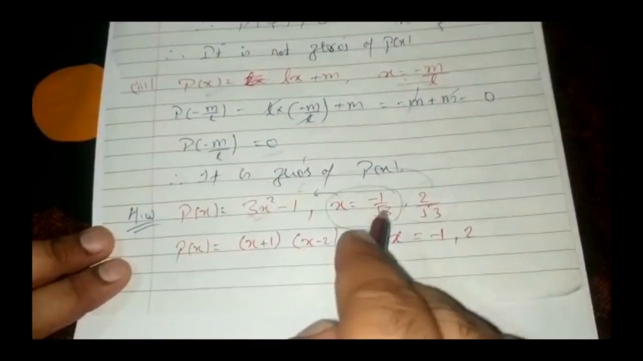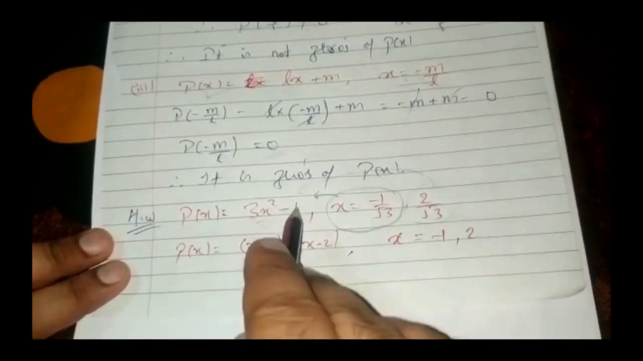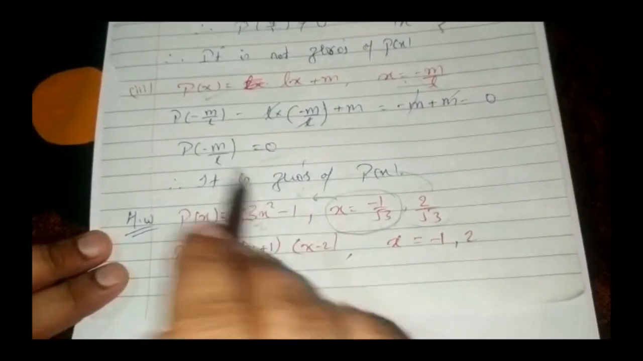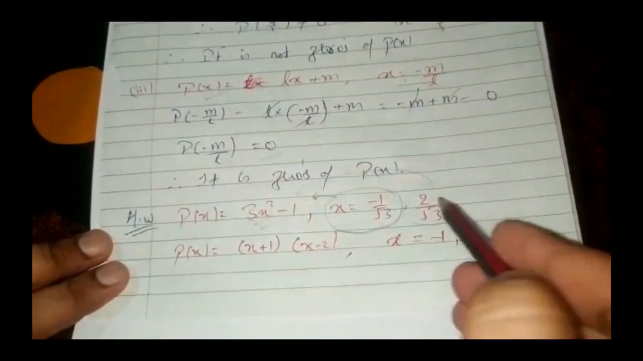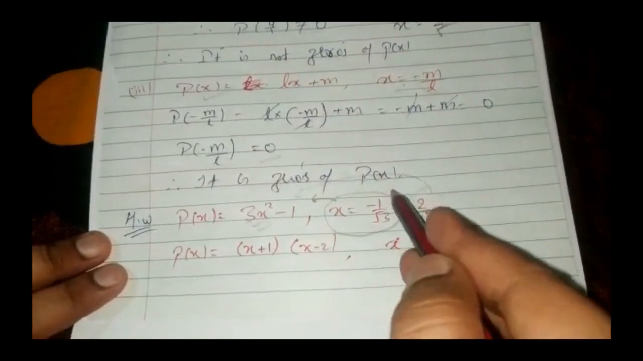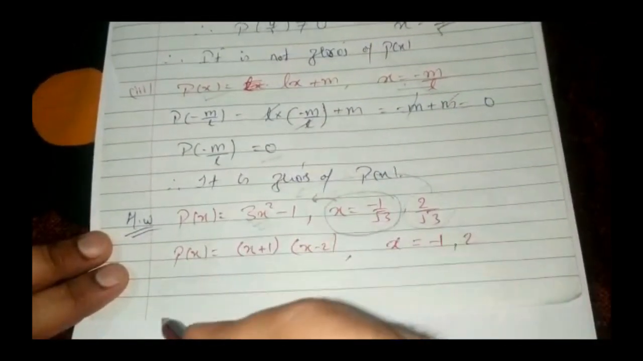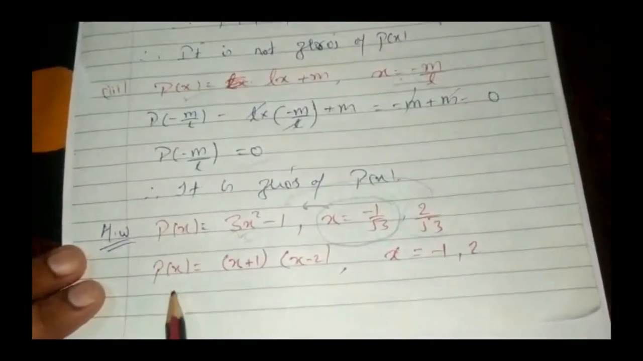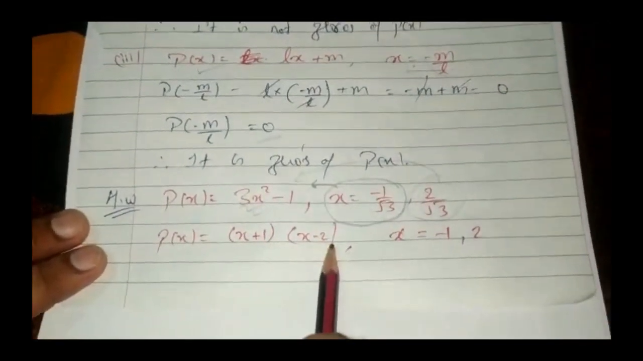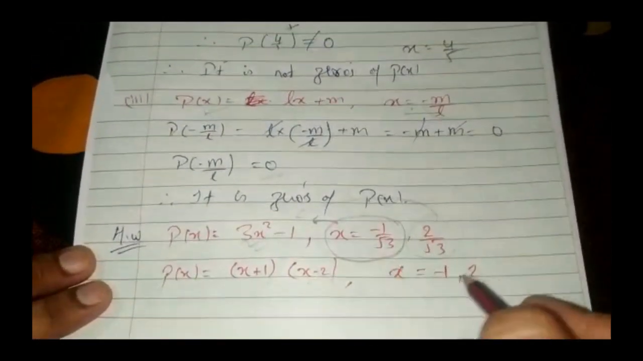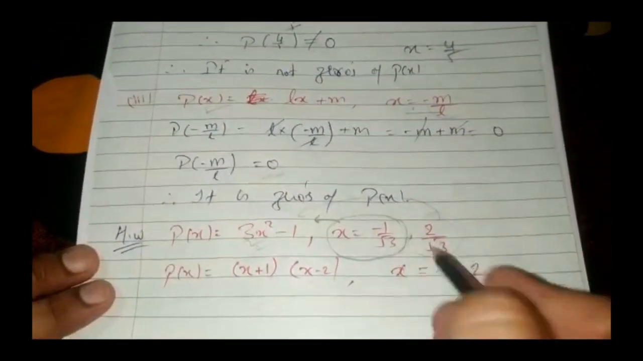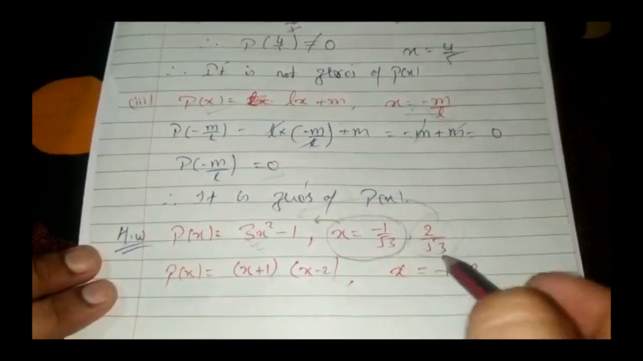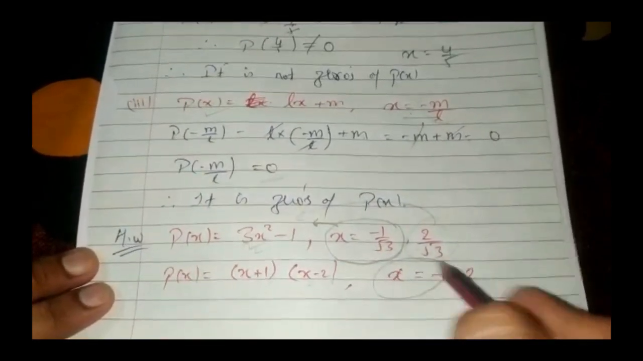Then we can say that x = -1/√3 is a zero of the polynomial, and 2/√3 is a zero of the polynomial if it comes 0. If it does not come 0, then we can say that it is not a zero of the polynomial. So do it on your own at home. Similarly, you have to do one more question. p(x) = (x + 1)(x - 2) for x = -1 and x = 2. In the same process as I explained in the previous question, you solve it the same way.